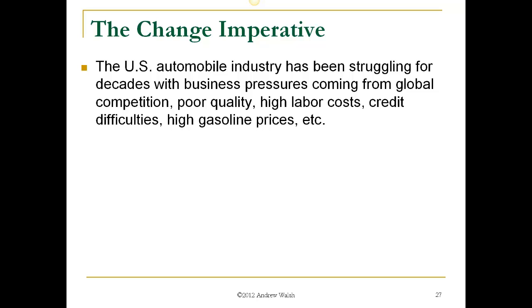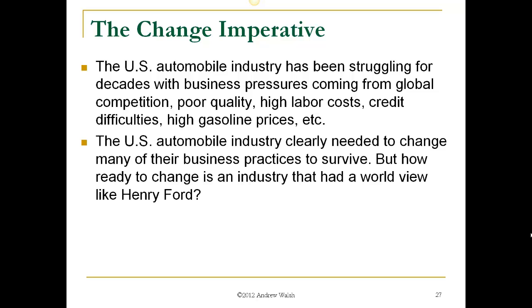Let's look at the U.S. automobile industry. They've been struggling for decades with business pressures coming from global competition, poor quality, high labor costs, credit difficulties, high gasoline prices, etc., etc. The U.S. automobile industry clearly needed to change many of their business practices to survive.